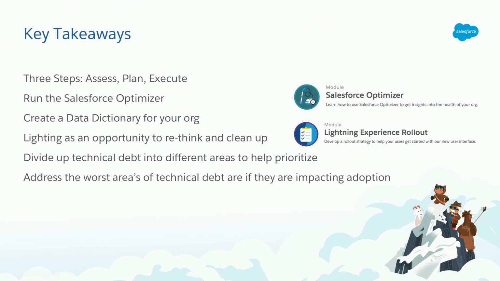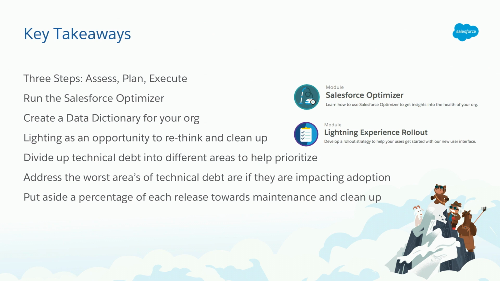I like to address the worst areas of technical debt if they're impacting adoption. Right? If your end users can't use the system because there's 500 fields in an opportunity and they have no idea what to fill in, that's a big problem. So I would address that area first before I address other areas, and then I would backlog everything else.